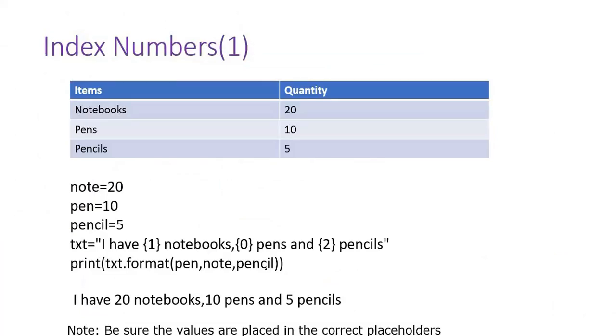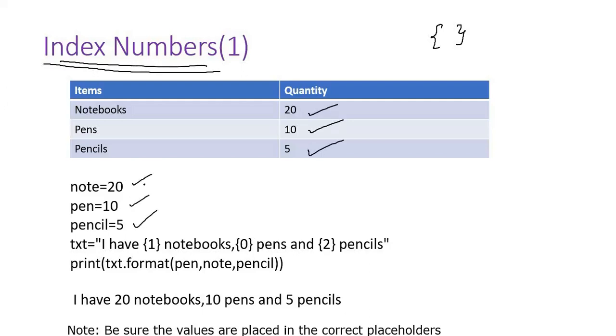So the other thing is, so far we have used empty placeholders and some formatting things. Say I have many things which I need to pass to the string and I want to format based on that. In such cases, I can use index numbers. Say for example, I have 20 notebooks, 10 pens and 5 pencils. So I'm just defining note, pen, pencil. If you want, you can get all these things using user input, or it can be imported from some database.